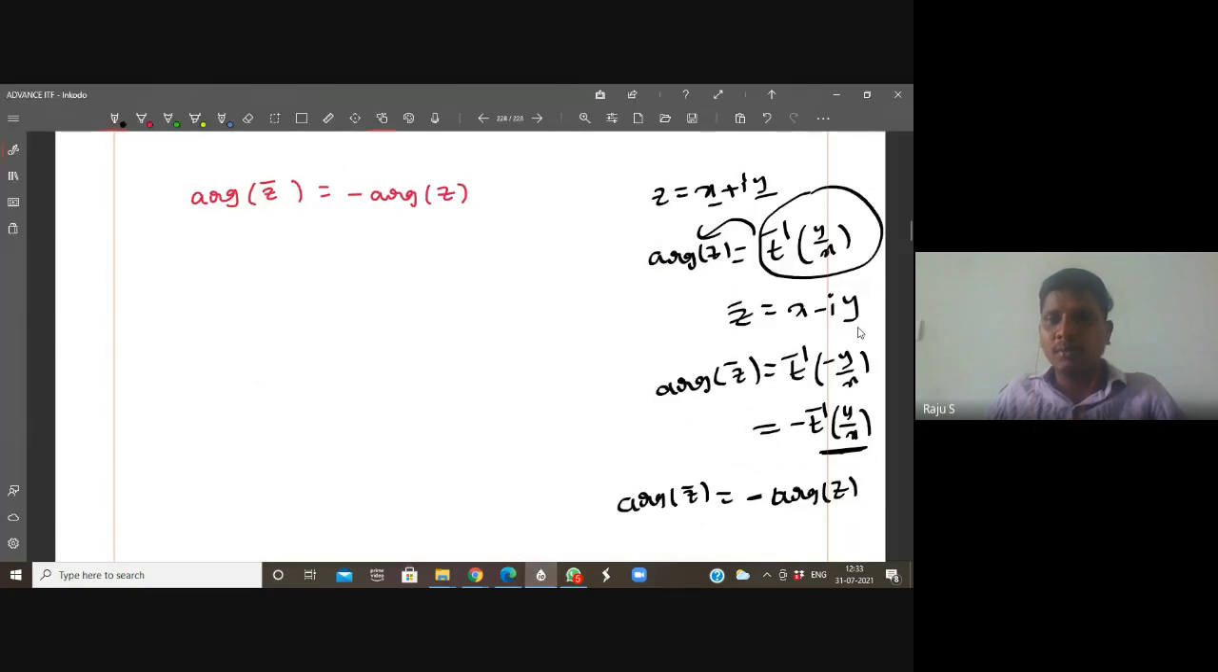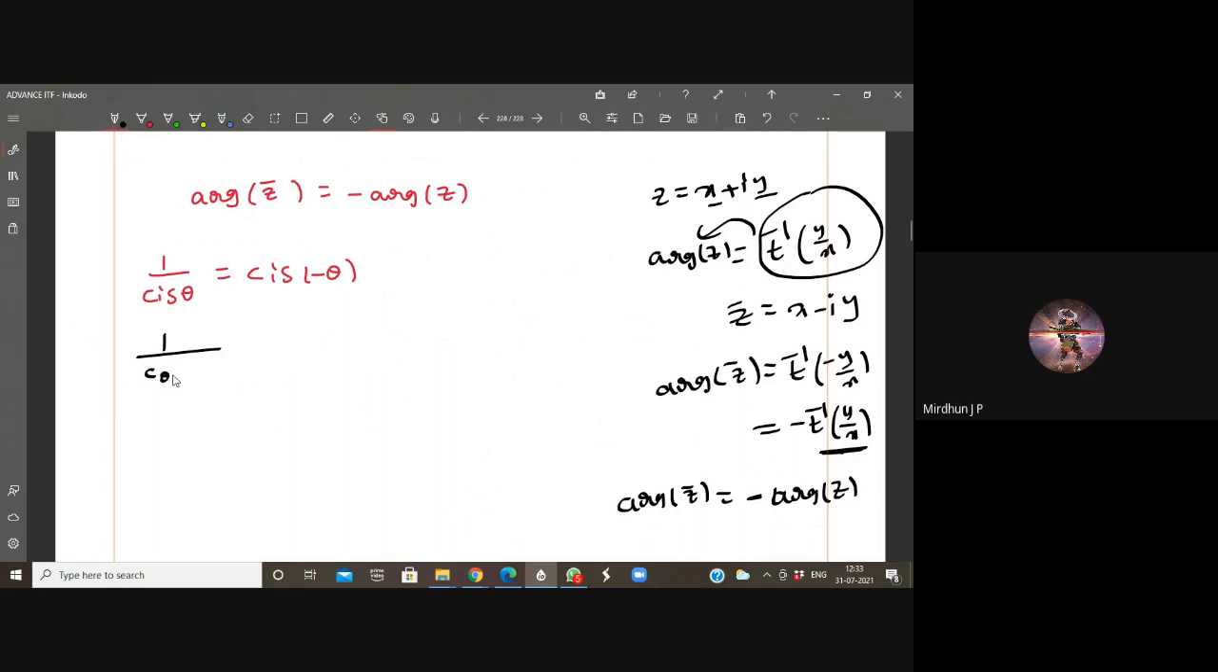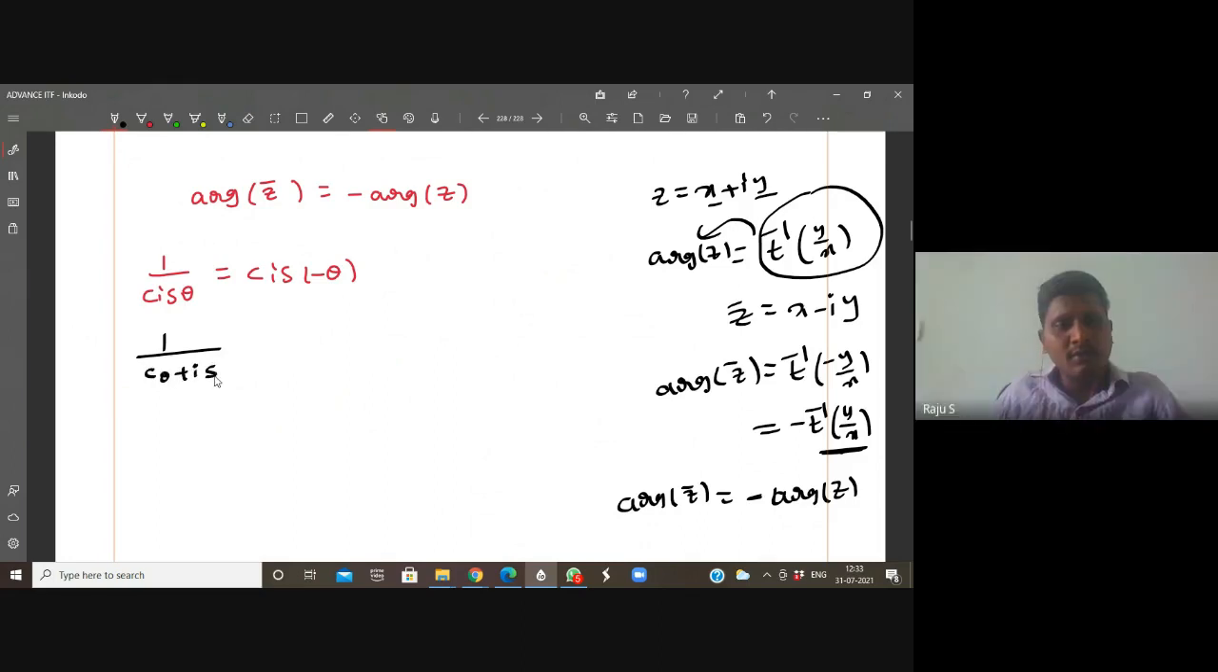Few properties you may have doubts. Sir, how can we take this 1 by cis theta is equal to cis of minus theta? How is it possible? You may get a doubt. What is cis theta? Cis theta means cos theta plus iota sin theta. Cis minus theta means cos of minus theta plus iota times sin of minus theta. Okay, let's see whether LHS equals RHS or not.